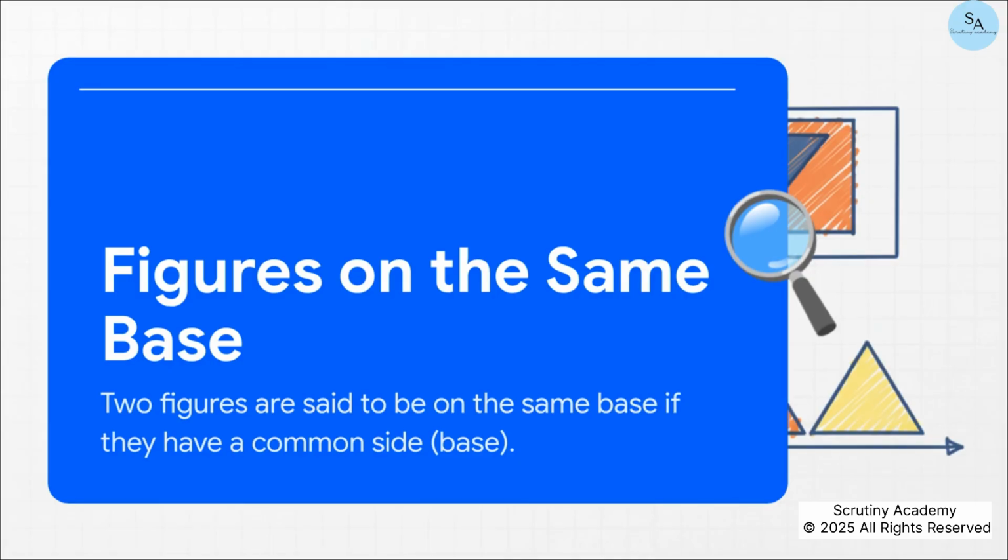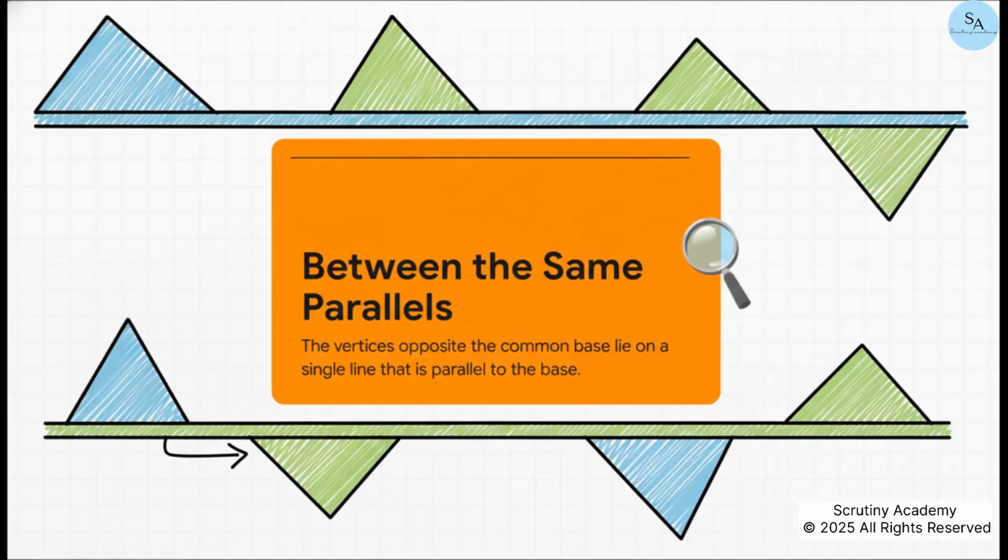Two shapes are on the same base if they literally share a side. You can see in this picture how both of these figures are built on that exact same bottom line. That's our first condition. Simple enough, right? Now for the second part of the puzzle. Between the same parallels. This just means that all the top corners, the vertices opposite that base we just talked about, all sit on one straight line. And that line is parallel to the base.